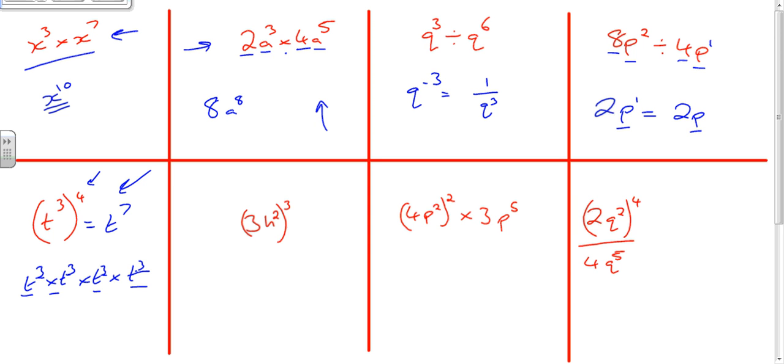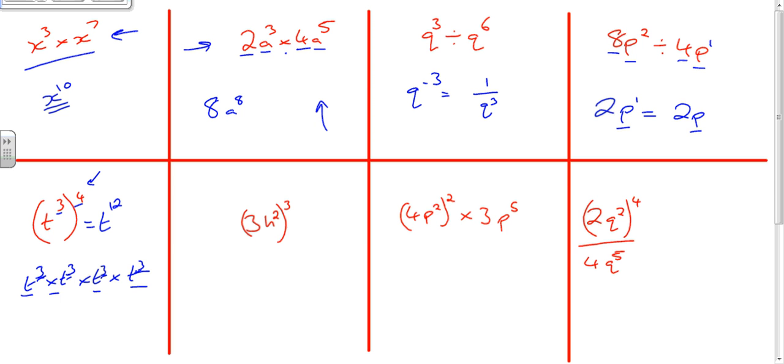Oh, what have I done? Apologies. If I do that correctly, it should be t to the power of 12, because you multiply the powers, otherwise it wouldn't make sense. So 3 plus 3 plus 3 plus 3 is going to be 12. Apologies for that. Right, no more mistakes, I promise.